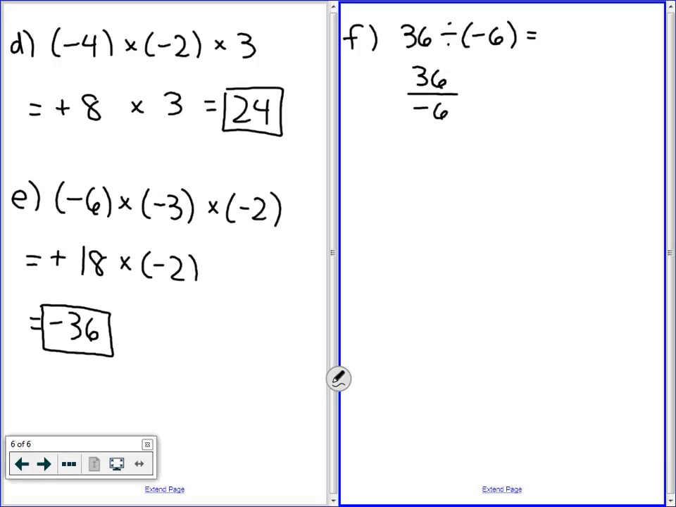All right, Sandra, you're up. What's a positive divided by a negative going to be? Negative. It's the same as before, right? Positive means stay the same, and it's a negative. So it's going to be negative.